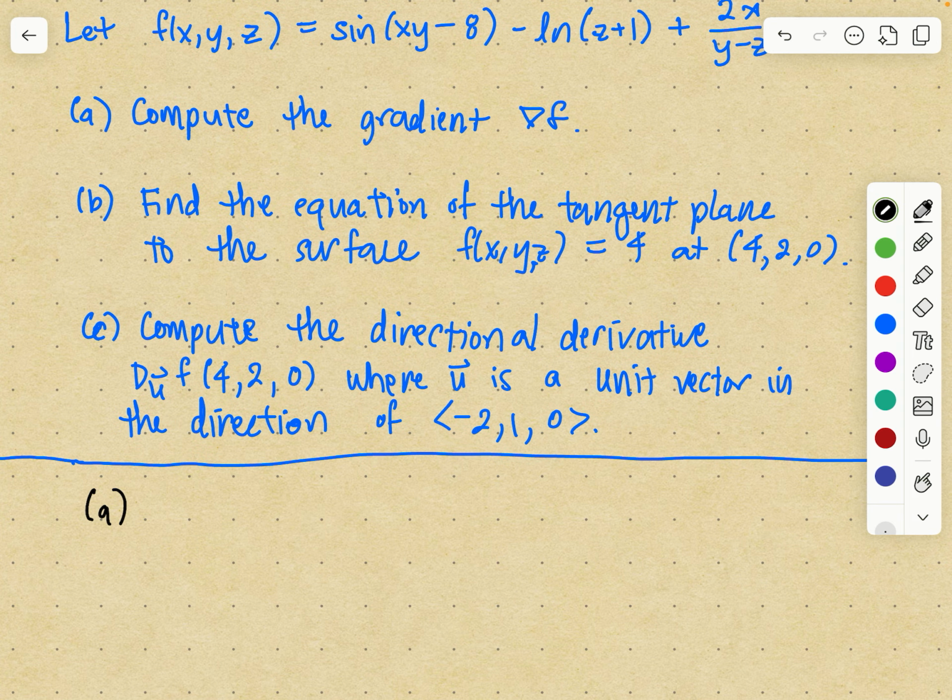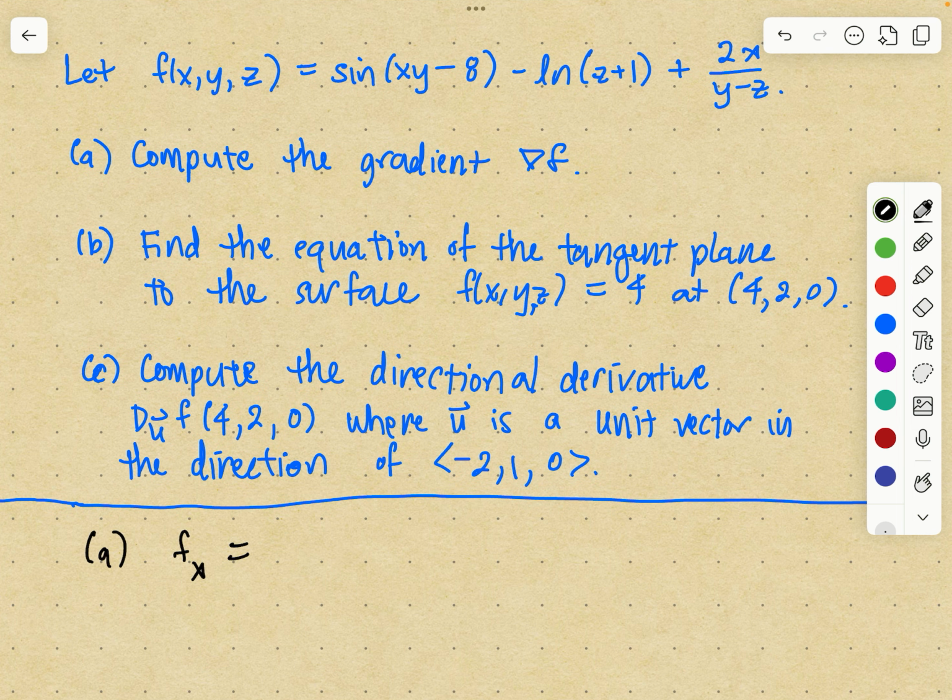So part A says find the gradient, and to find the gradient we need f sub x, f sub y, and f sub z, right? So for f sub x, the partial derivative with respect to x, I keep y and z constant and then take the derivative with respect to x. So when I do that, I'm going to get cosine of (xy minus 8), but then I have to multiply by the derivative of the inside with respect to x, and I have x times y, and I'm thinking of y as constant, so I have to multiply this by y.